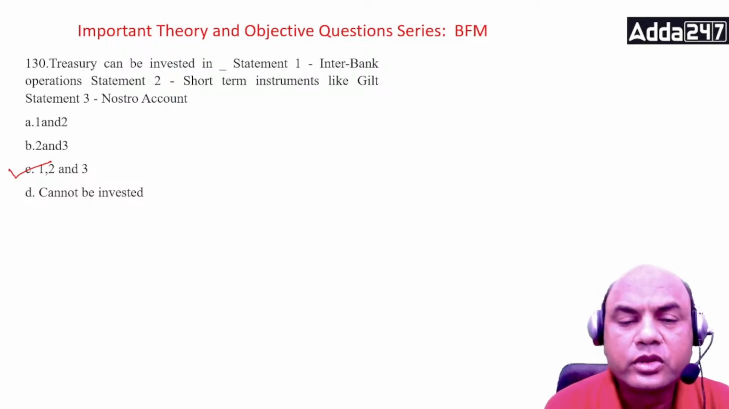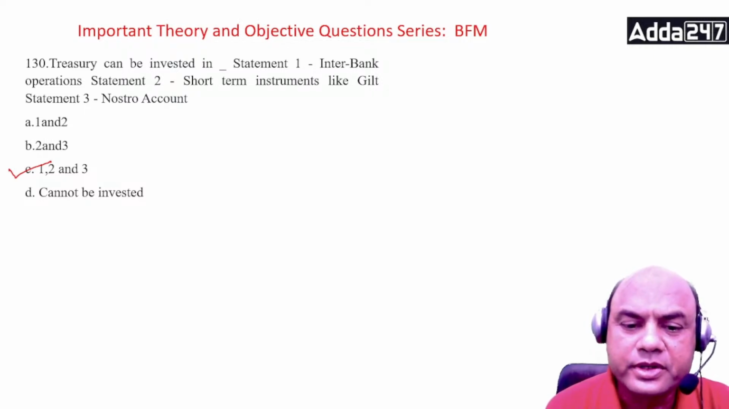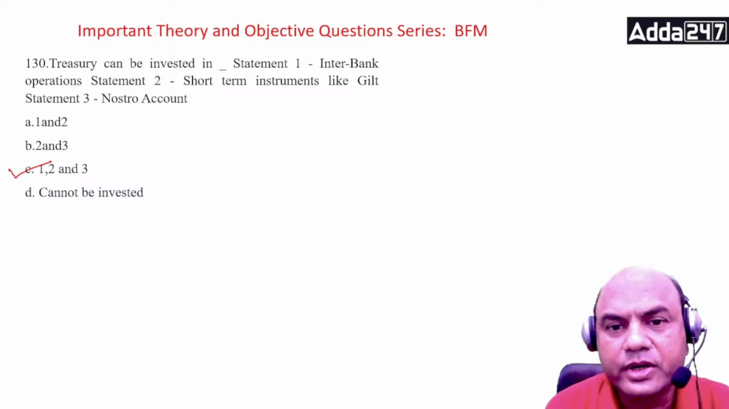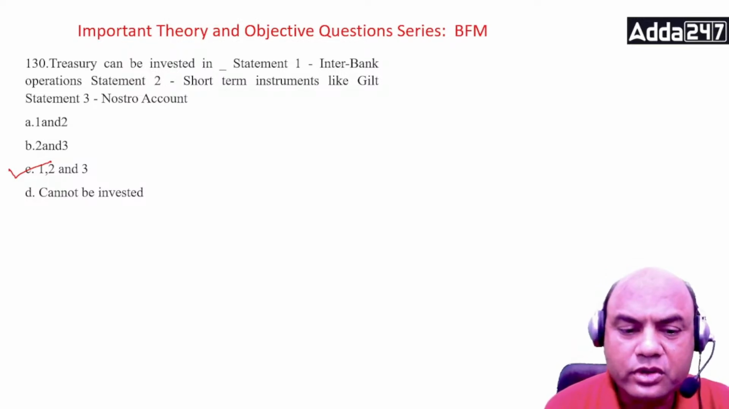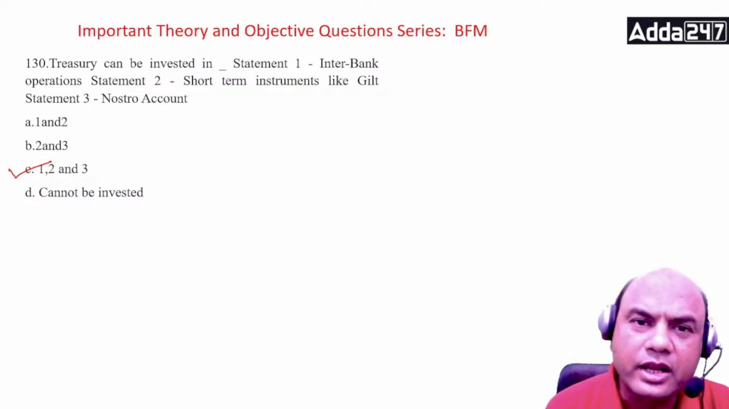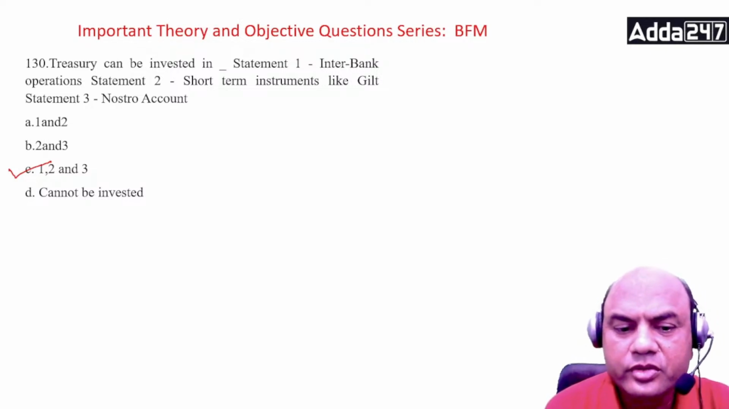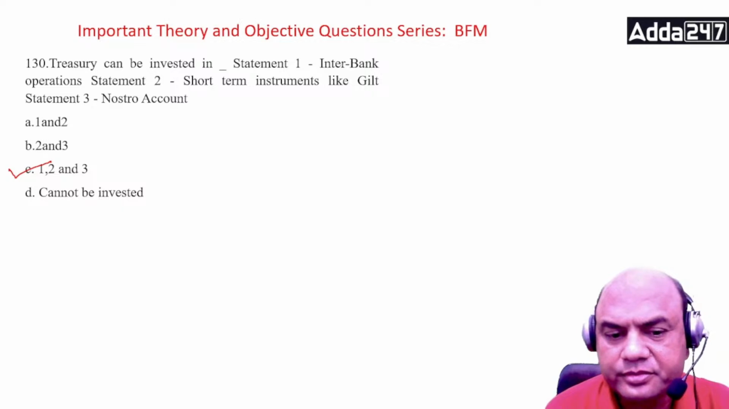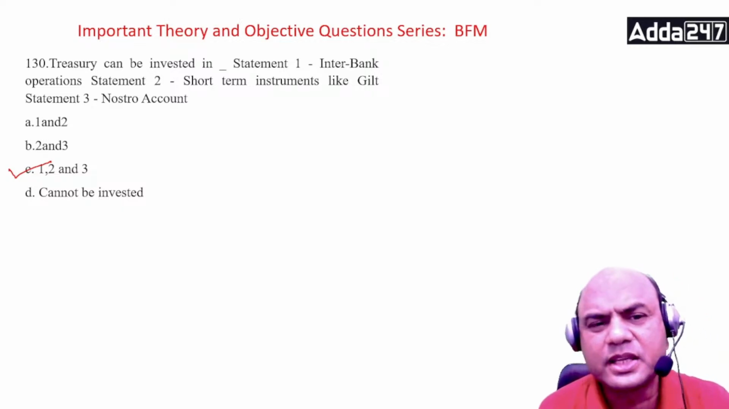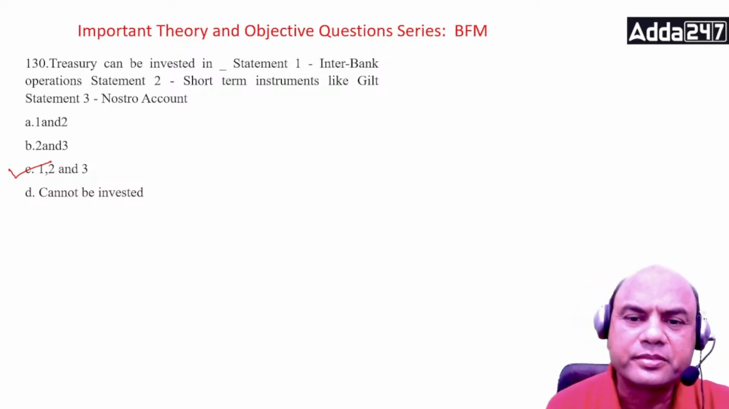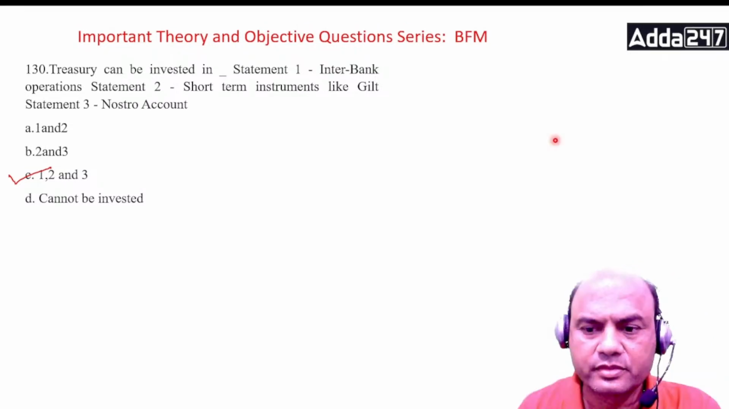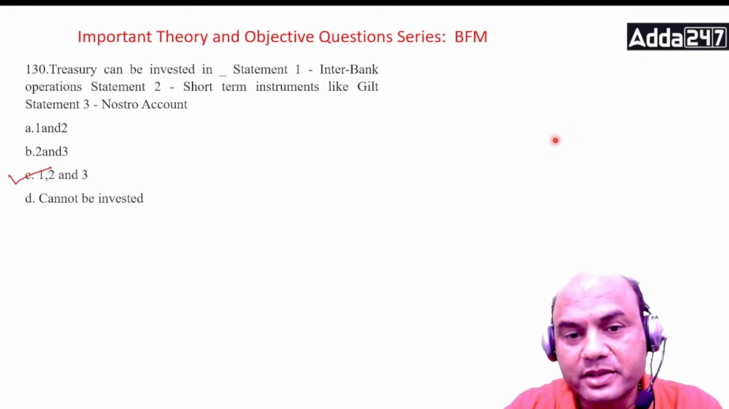Nostro accounts, it can also keep the funds. The floating funds are many times kept in the nostro pending utilization. Now keeping it in nostro is very difficult. I'll tell you why: because they don't give you any interest. Nostro is a current account, so they don't give you any interest. That's why keeping it in nostro is the last option available. So the answer is 1, 2 and 3.